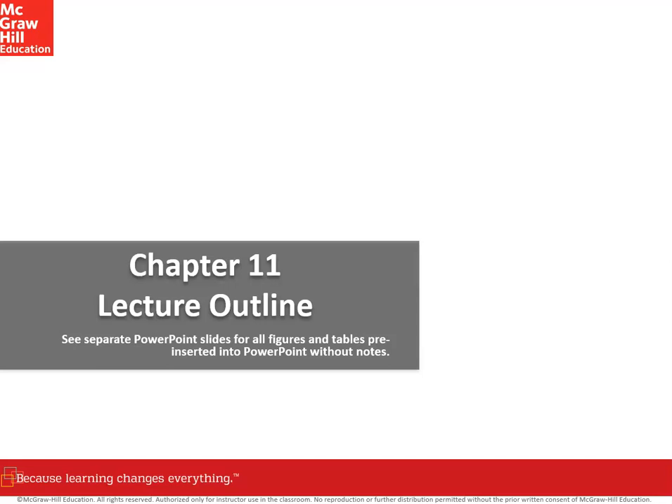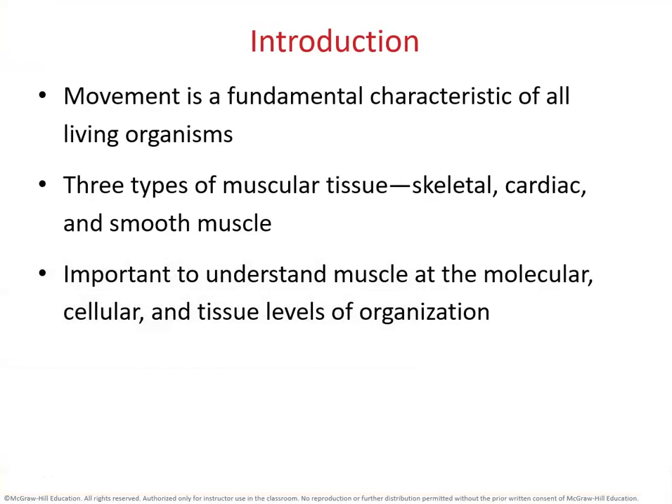This video is about sections 11.1, 11.2, and 11.3. Chapter 11 overall is about the skeletal muscle tissue, differentiating between skeletal, cardiac, and smooth muscle, and talking about how movement, particularly movement of these muscle types, is a fundamental characteristic of all living things. And we're going to be talking about muscles at the molecular, cellular, and tissue levels.